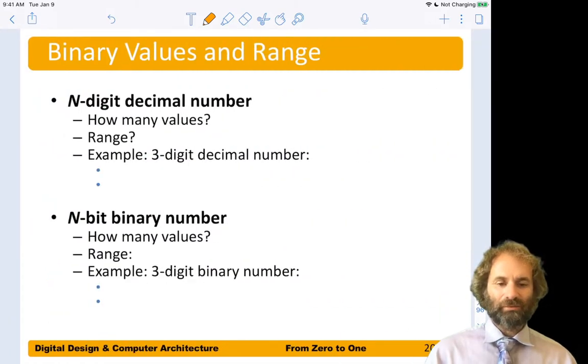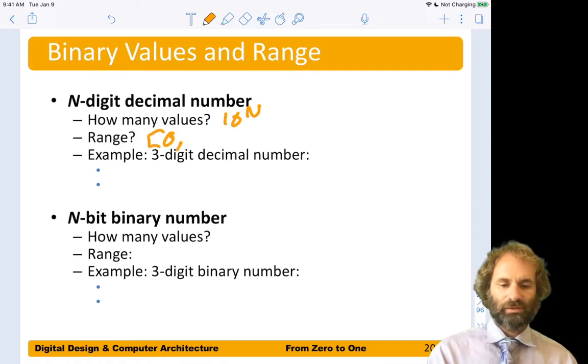Finally, let's think about the range of numbers that we could represent in binary. And for starters, let's think about this in decimal. So suppose we had an n-digit decimal number. There are 10 to the n different numbers in the range of 0 to 10 to the n minus 1. So for example, a 3-digit decimal number has 1,000 different possibilities from 0 to 999.